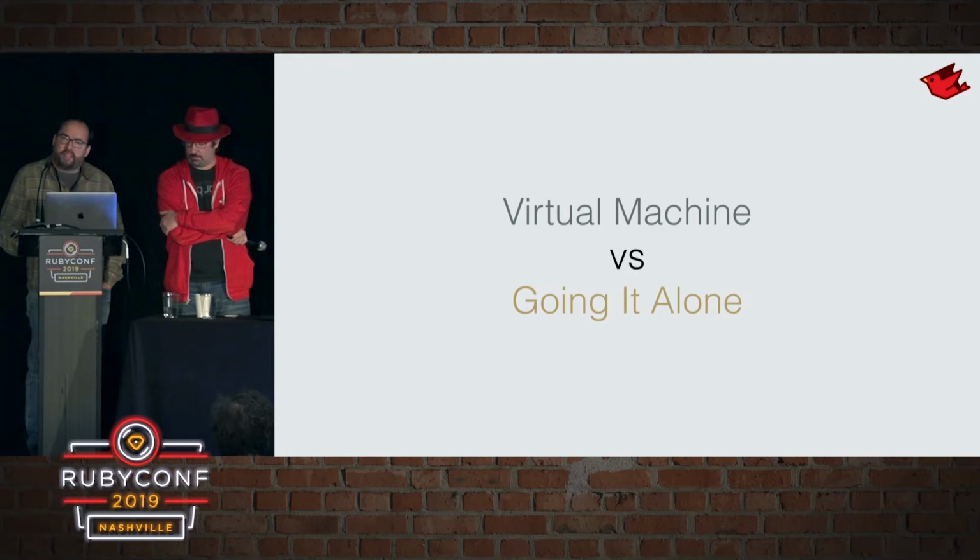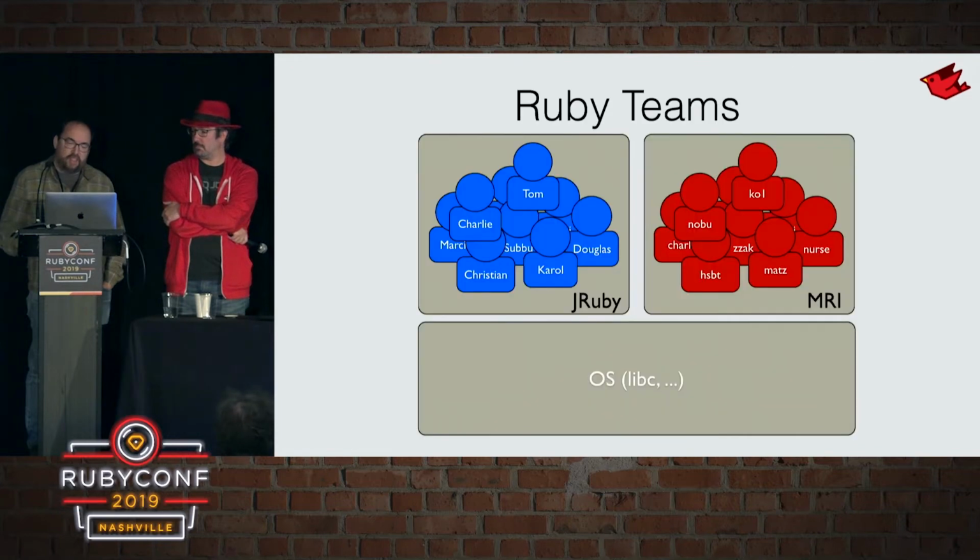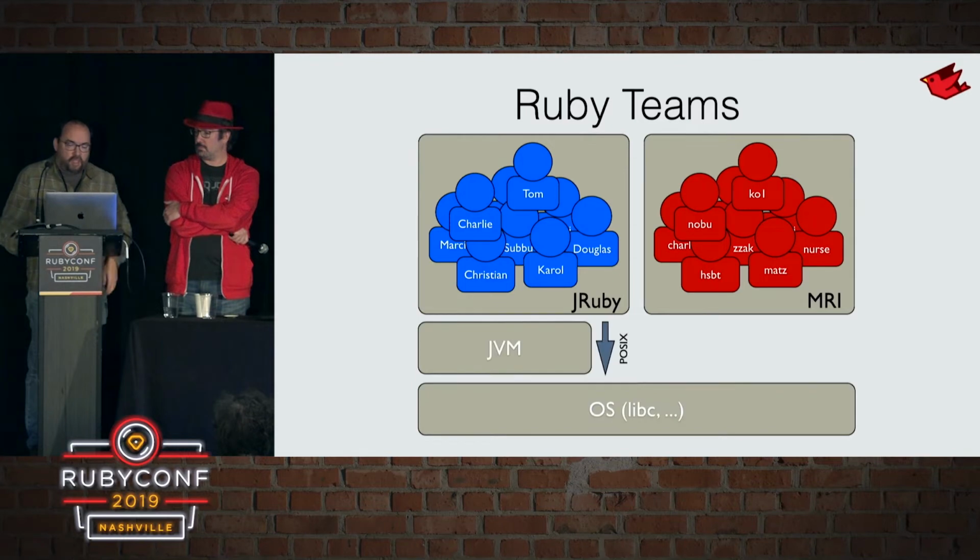Another fairly big difference is that we're built on top of a virtual machine versus doing it all ourselves. So we both have our own teams. Sometimes these people are in both boxes, and we have to write to our host. If we look at JRuby, we do some POSIX calls straight down to the operating system to try to be more compatible with CRuby. But for the most part, our host is the JVM itself.